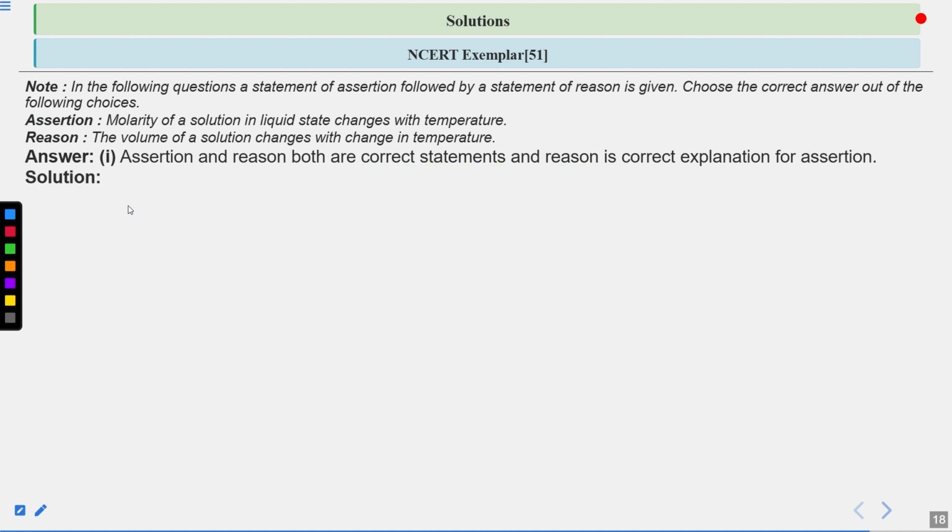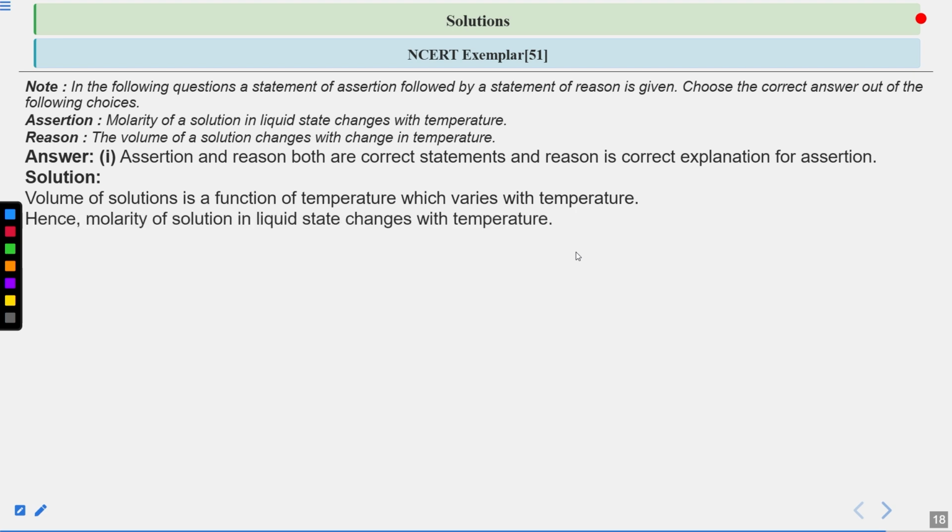Okay, let's see how. So basically, the volume of the solution is a function of temperature, which varies with the temperature. This is a simple term, that volume for any solution is a function of temperature. Why? Because volume changes. That means it will increase or decrease when you vary the temperature for a particular solution. Its volume will change. Hence, molarity of the solution in the liquid state changes with the temperature.